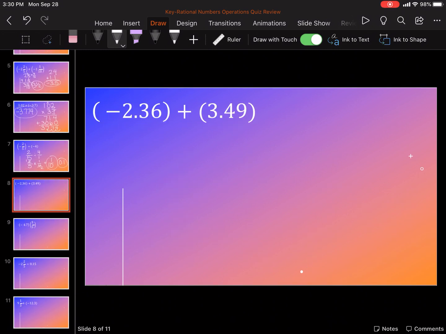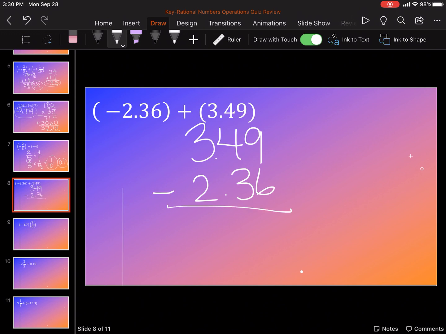Okay, different sign, subtract. So put the bigger number on top. 3.49, 2.36. 9 minus 6 is 3. 4 minus 1, 1. Keep the sign of the larger, so it's going to be positive.